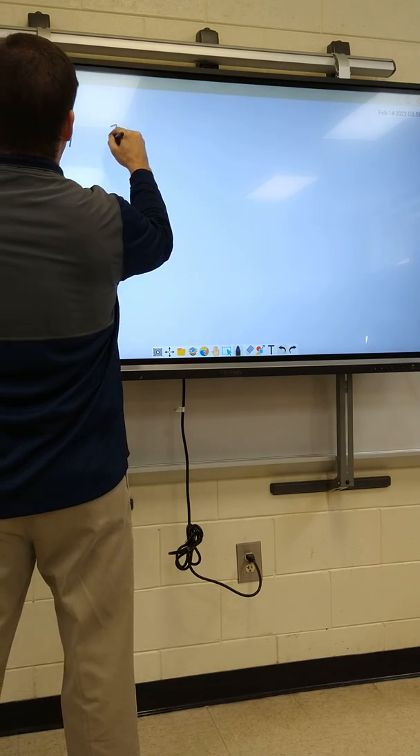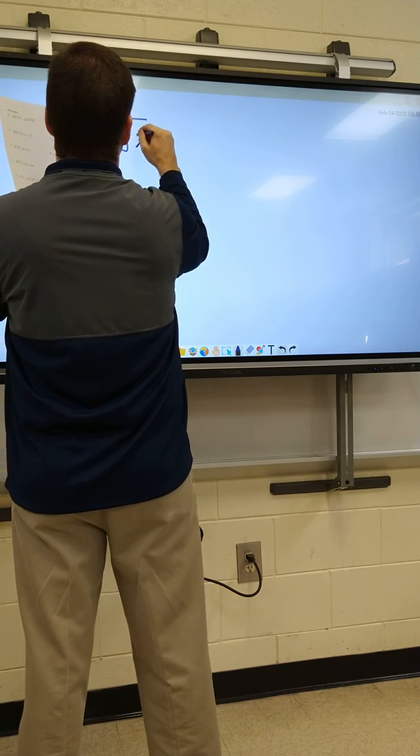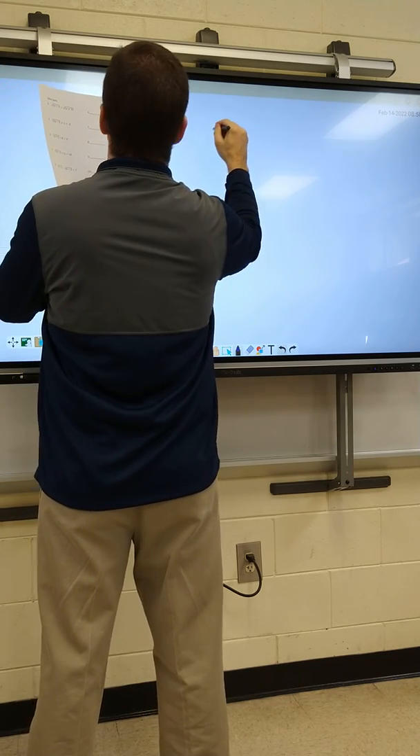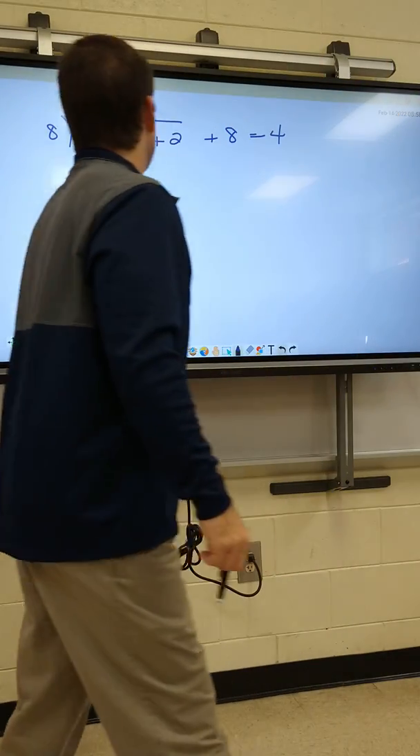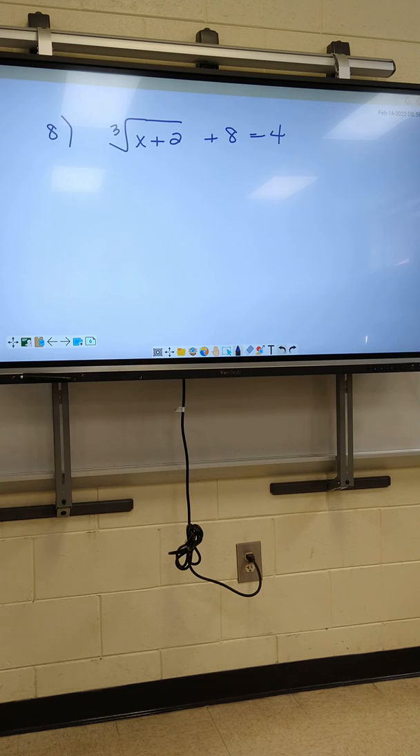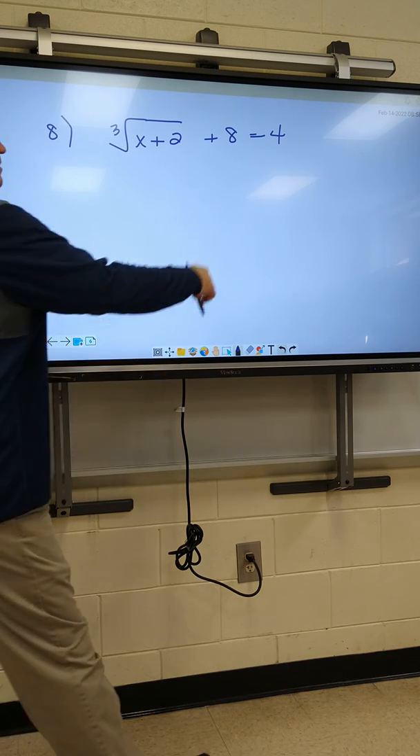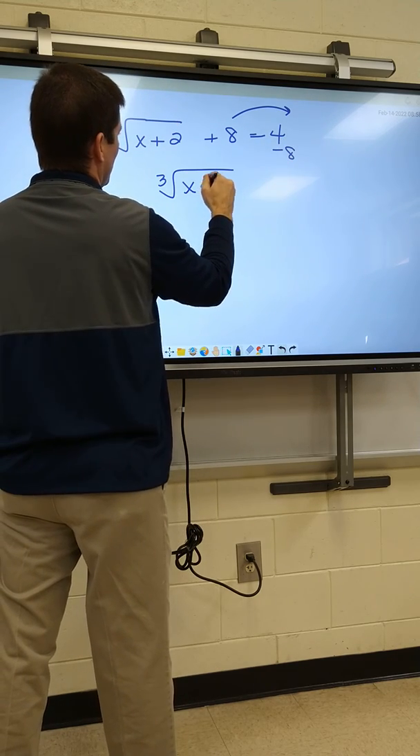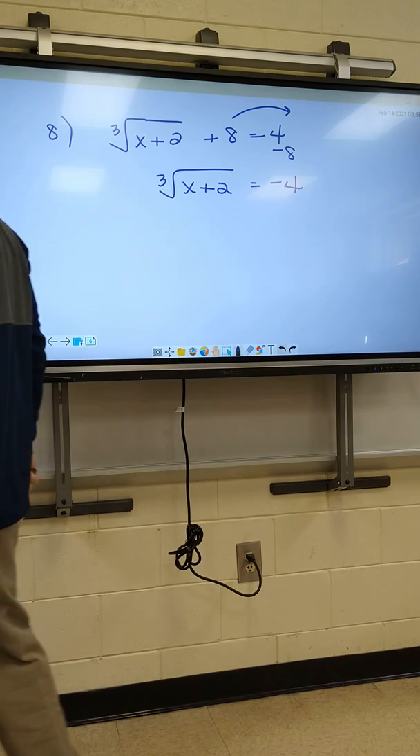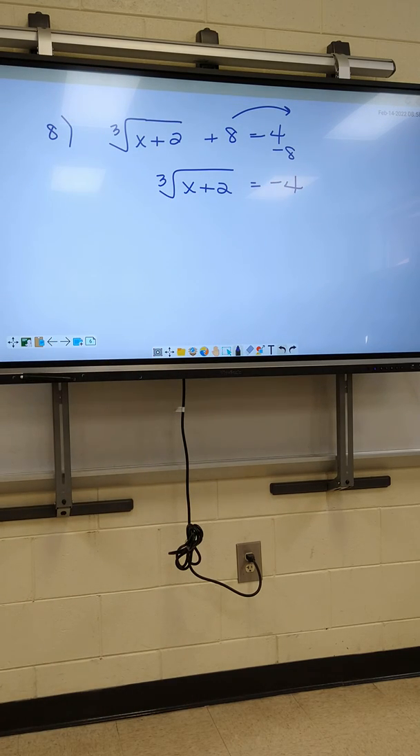All right, number 8, same kind of problem we just did. The cube root of x plus 2, plus 8 equals 4. All right, so what did I do on number 7 first? Yeah, let's move the plus 8 over, make it a minus 8. Do that. Get the cube root of x plus 2 equals negative 4. Write it down. All right, so now you guys cube both sides. That will get rid of that cube root symbol. See what you get. You should be able to solve it.